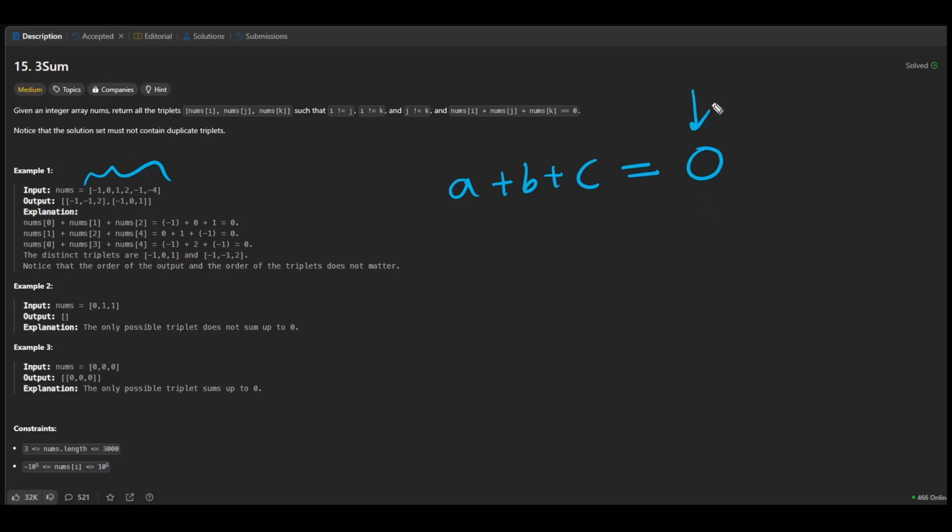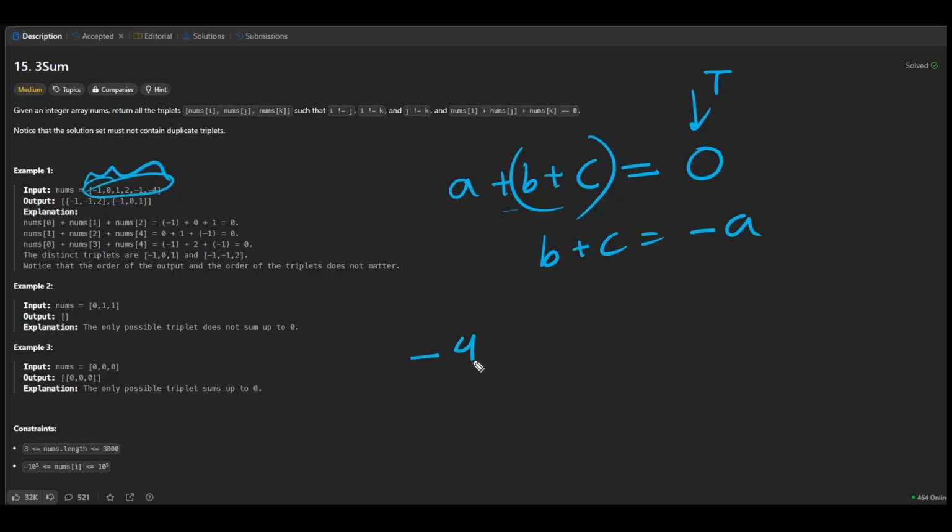0 over here is the target. And in a plus b plus c, we can divide this problem. We can say a plus b plus c equals to target, which means we are supposed to find b plus c equals to negative of a. So how about we take this problem, we sort this array first.